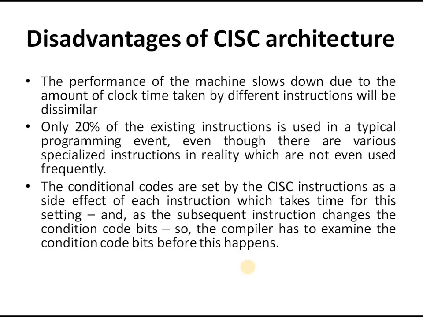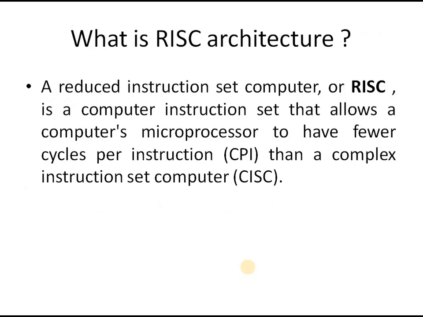The condition codes are set by the CISC instructions as a side effect of each instruction, which takes time for this setting, and as the subsequent instruction changes the condition code bits, the compiler has to examine the condition code bits before this happens.